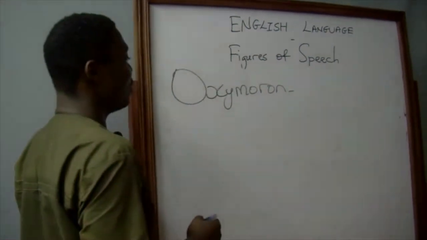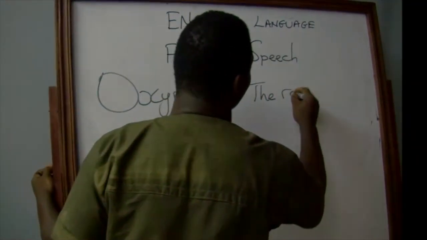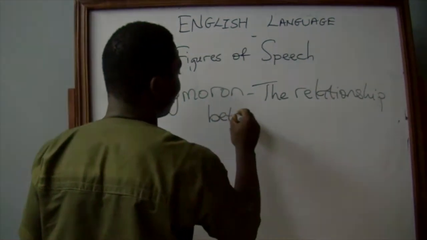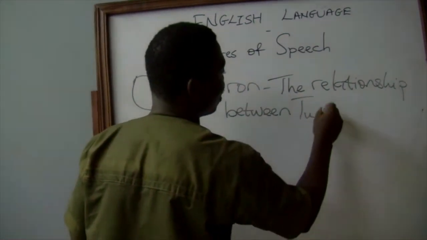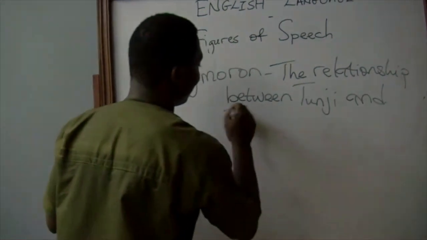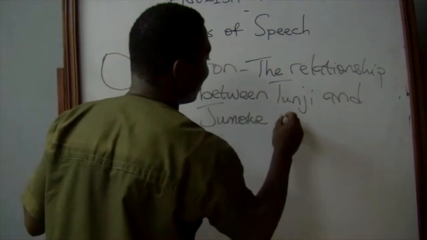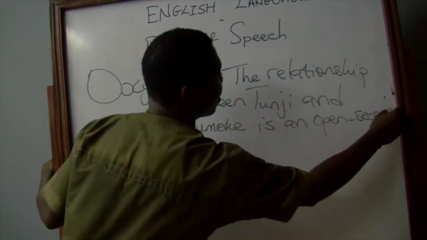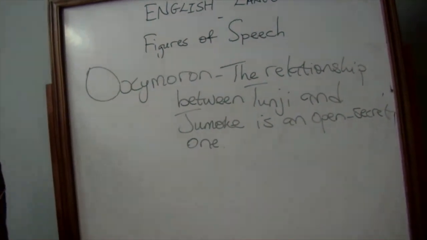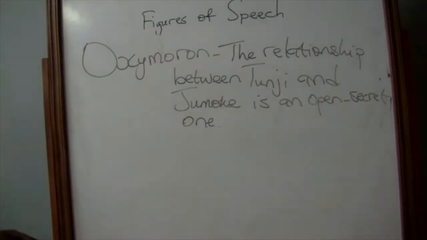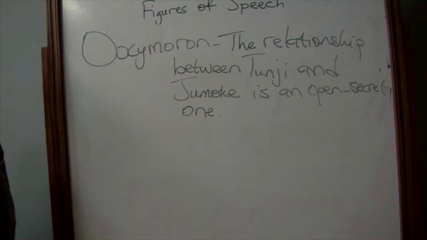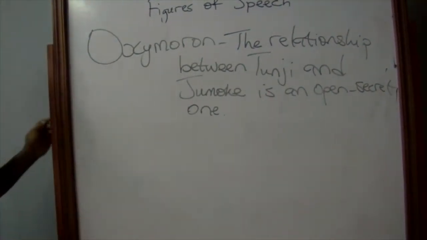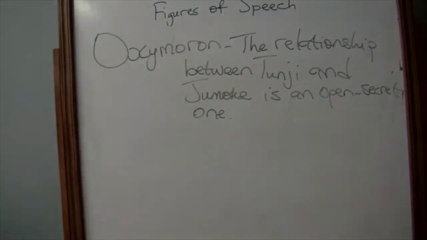E.g., the relationship between Tunji and Jumoke is an open secret one. As you can see, there is no word in between. Open secret. So, bringing these two contrasting or contradictory words together for the sake of effect is what is called oxymoron.